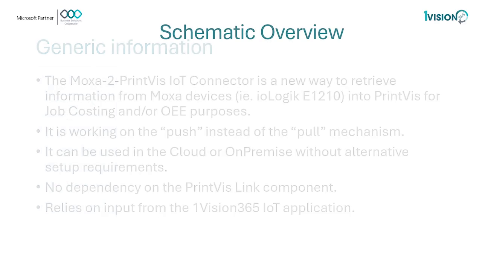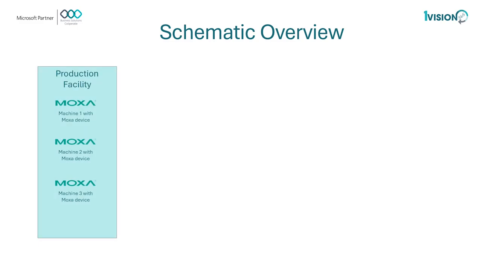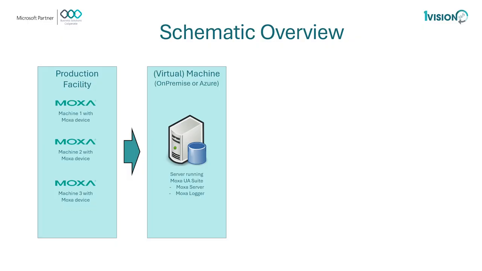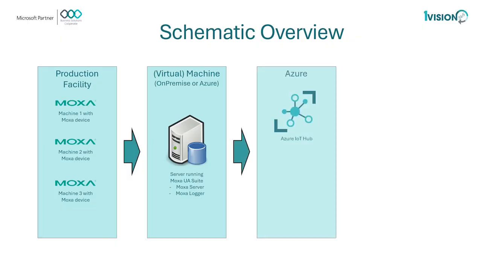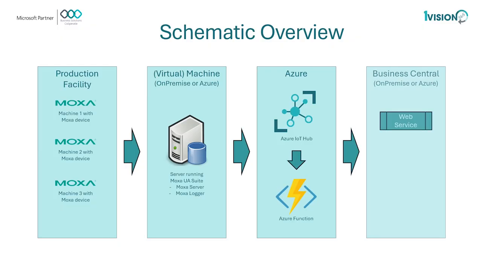Here's the flow from Moxa to PrintVis. The Moxa device sends its signals to a Moxa UA server running on a dedicated machine, either on-prem or on an Azure virtual machine. That machine also runs the Moxa UA logger, which forwards messages to Azure IoT Hub. Azure IoT Hub triggers an Azure function that passes the events to a Business Central web service. The Moxa-2-PrintVis Business Central extension writes this data into PrintVis as job costing information.